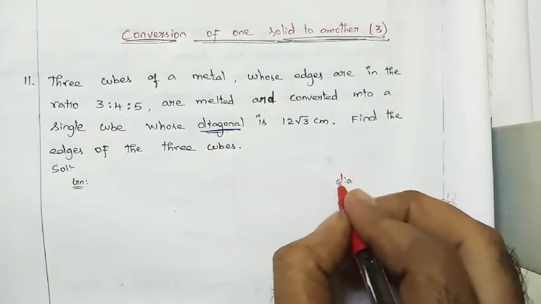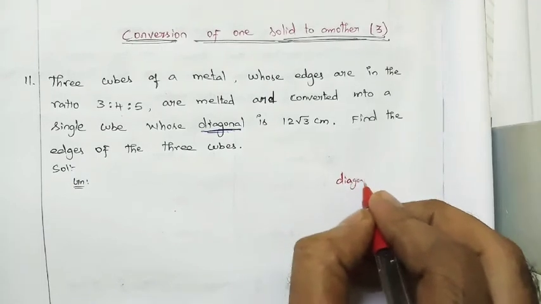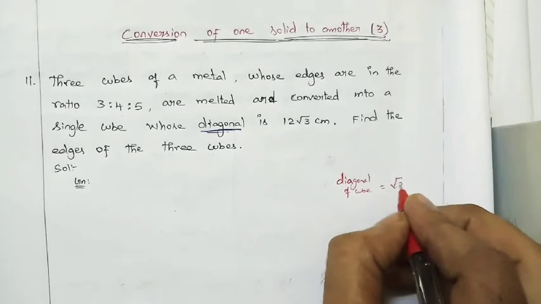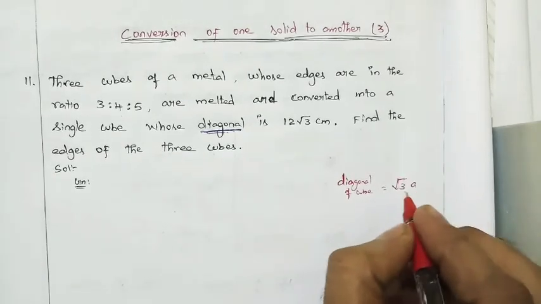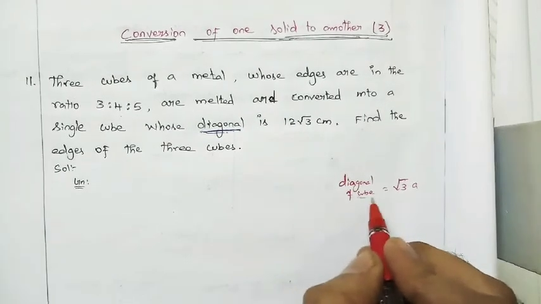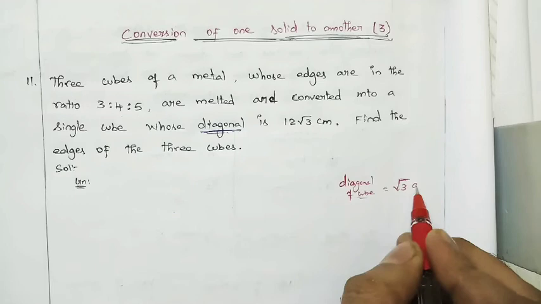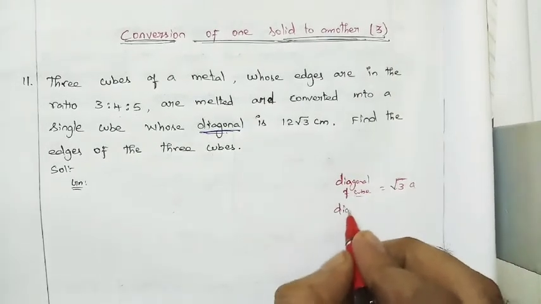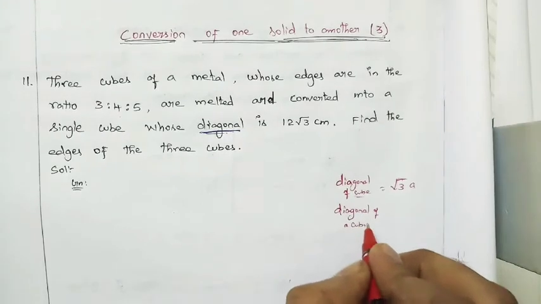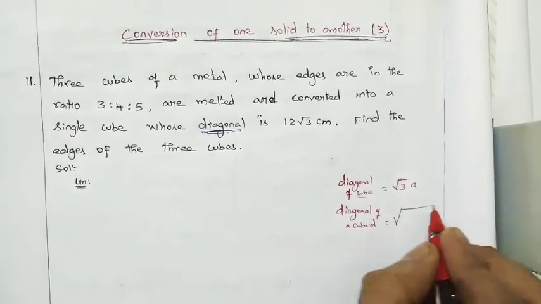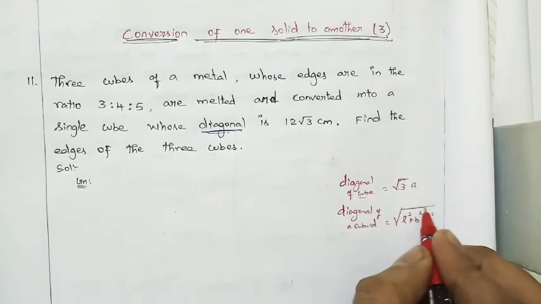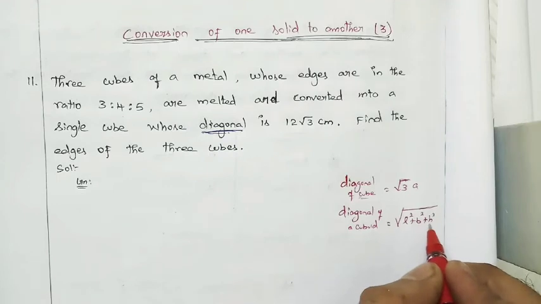Diagonal of a cube is equal to root 3a. What is a? The side of the cube. So diagonal of a cube is equal to root 3 into a, where a is the side of the cube. And diagonal of a cuboid is equal to the square root of L square plus B square plus H square.